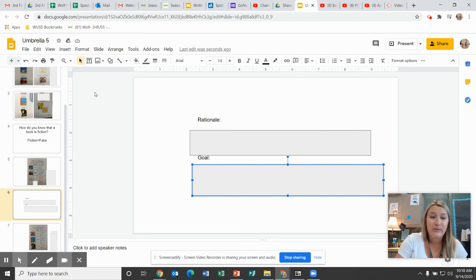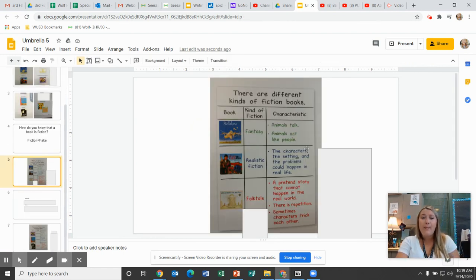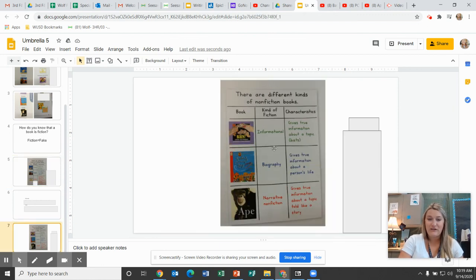If you get confused, we will share this. Actually, no, I'm not going to share this slide with you. But refer to what we're talking about and really lock that in your brain. Fantasy, animals talk. Realistic fiction, just like what the word says, real fake stories. Folktale, can't happen. Informational, it talks about the information. Biography, about a person. And narrative nonfiction, a story that's real.